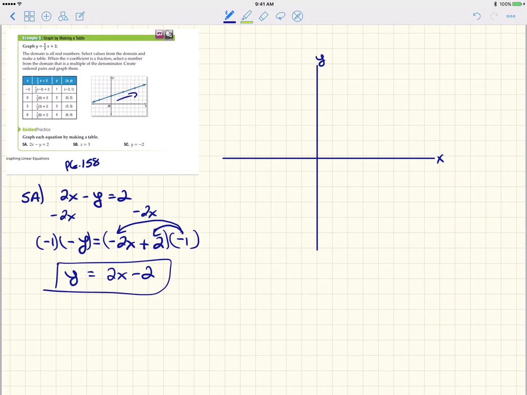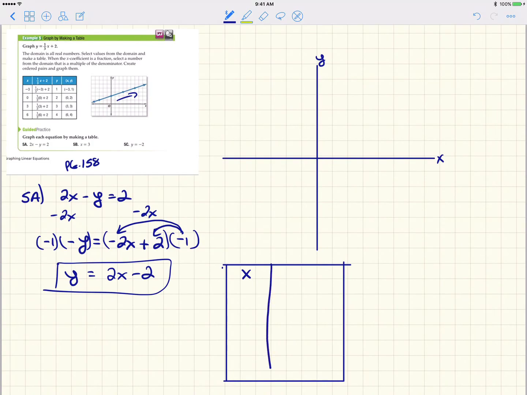And we're going to go ahead and create a table of values here. Let me just draw this up real quick. So I have this, and this, and this. These are going to be my x values over here. These are going to be my y values over here. So let's pick some x values.